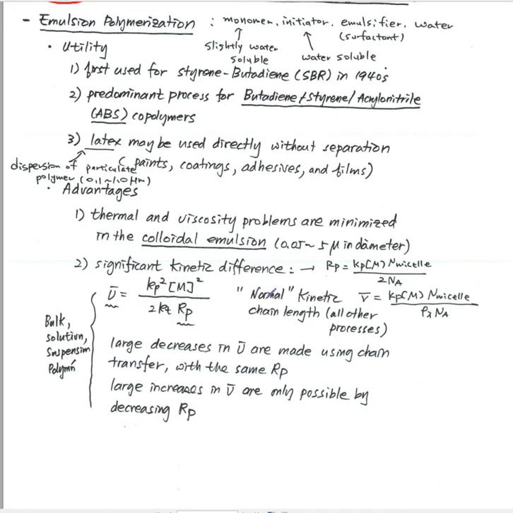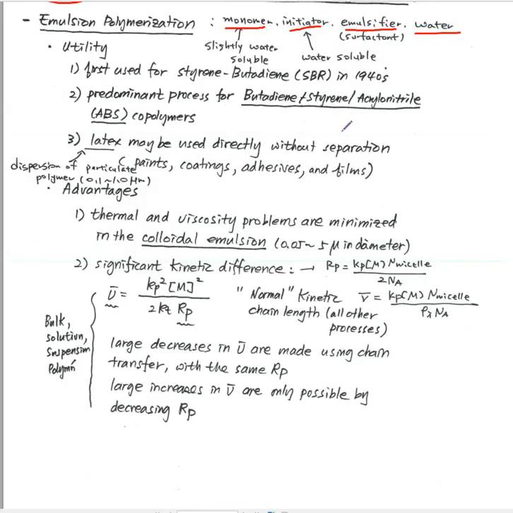The last polymerization method is called emulsion polymerization. There are some similarities between suspension and emulsion polymerization. Here in emulsion polymerization, we also have monomer, initiator, and emulsifier, also called surfactant. And we also use water as a reaction medium.